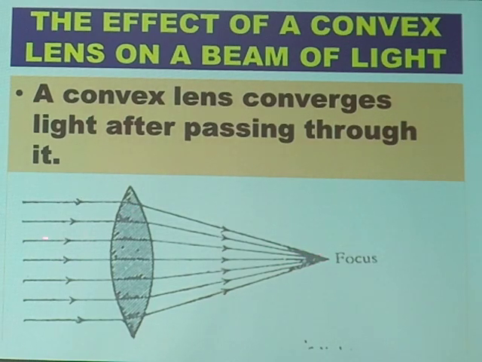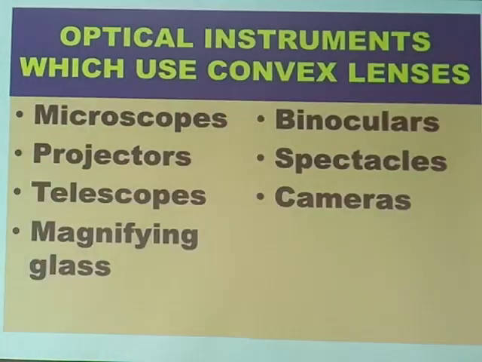So if it was to form an image, you see this point where we've written the word focus here, the last point where these light rays have met. This is where the image will be formed. This is the point of focus, or the focal point, where the image is formed. That's where the light rays have met. So this is its effect on light.